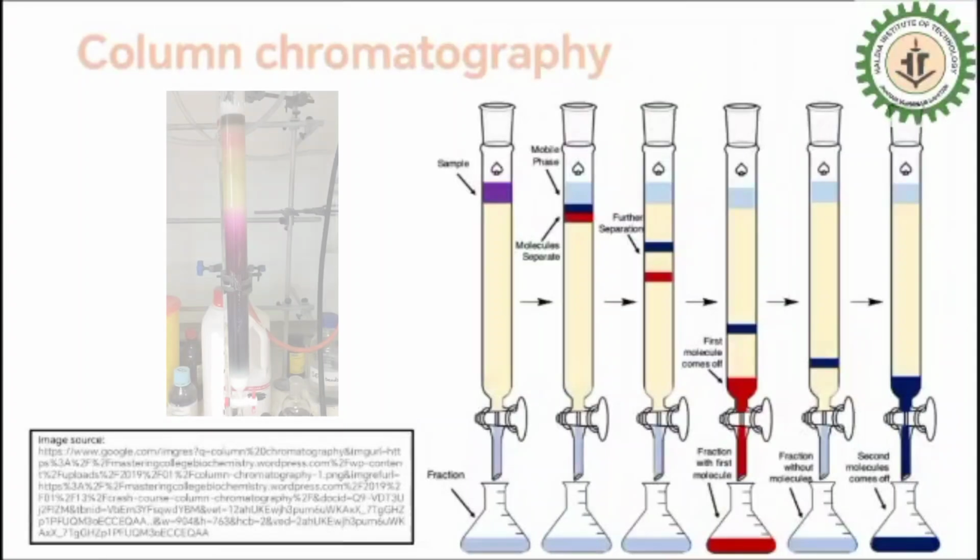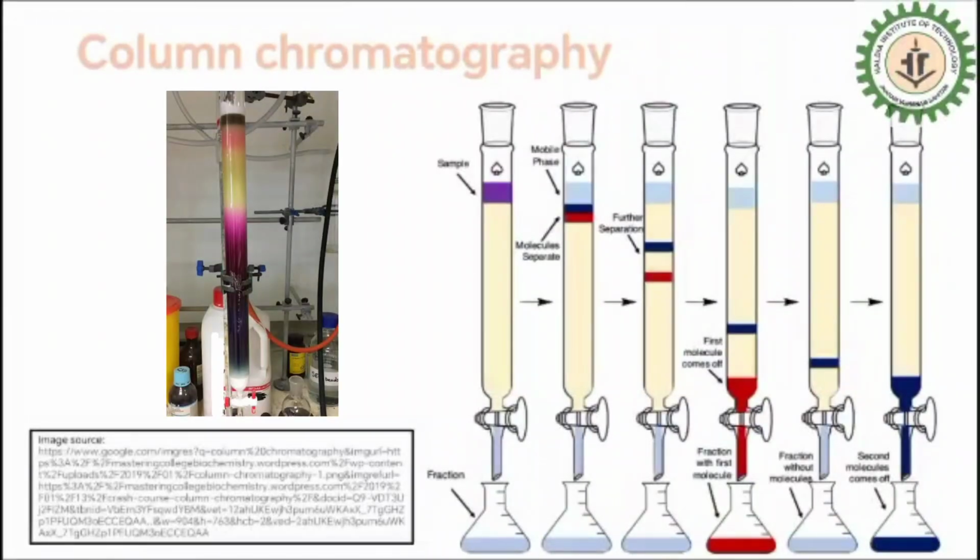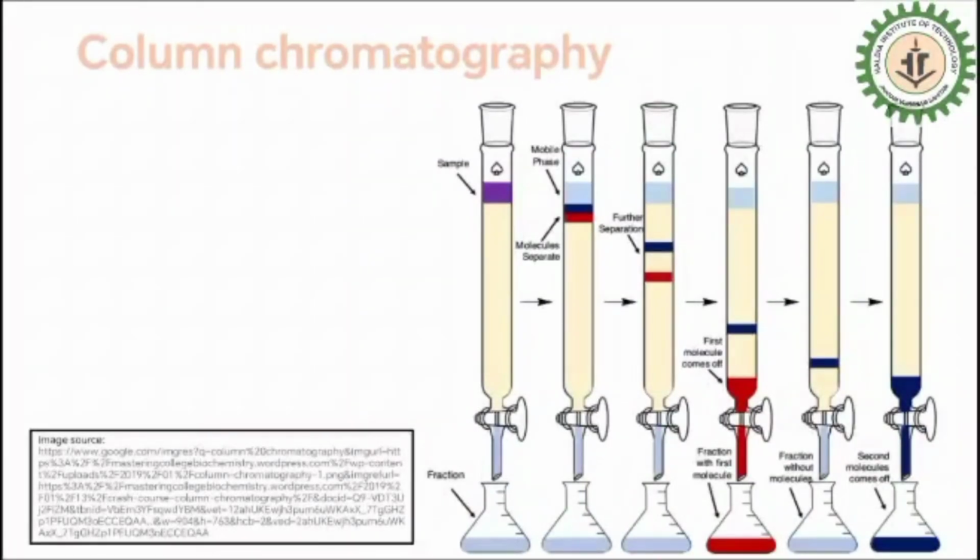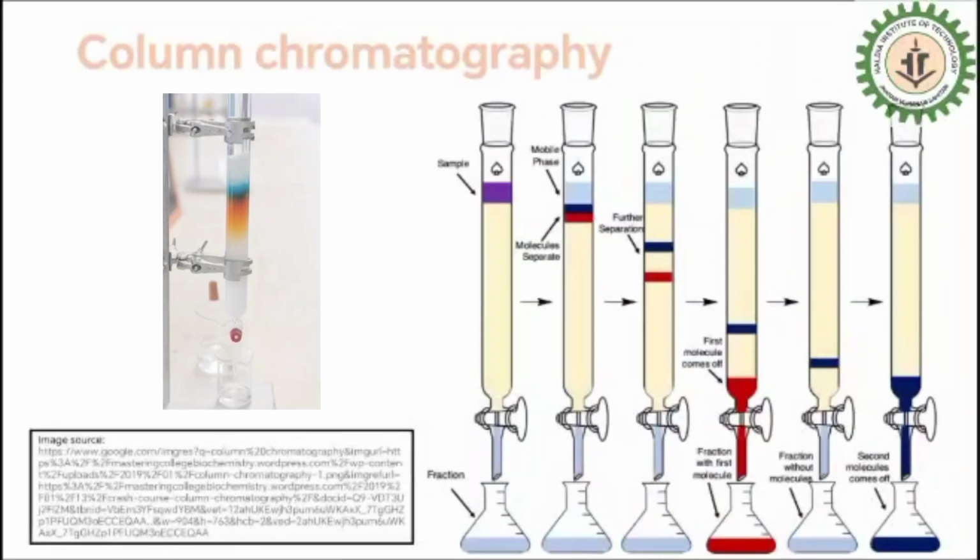Separation occurs under pressure or under the effect of gravity. For active separation, the mobile phase must be poured down after layering the sample, and eventually we can get different fractions for different solutes as shown in the lower part of the image on the right hand side.